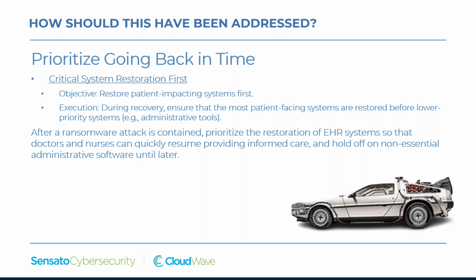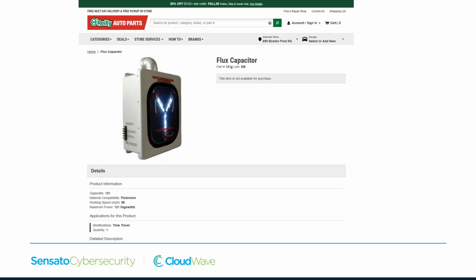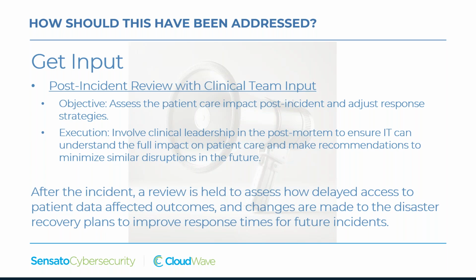You could jump to the next slide. And just in case you have any Back to the Future junkies like myself, fun little Easter egg, if you have an O'Reilly Auto Parts near you, you can actually look up part number 121G on their website. And this is actually a screenshot from that. They are, apparently, temporarily out of stock on the flux capacitors necessary to fire up those DeLoreans. If we could jump to the next one.